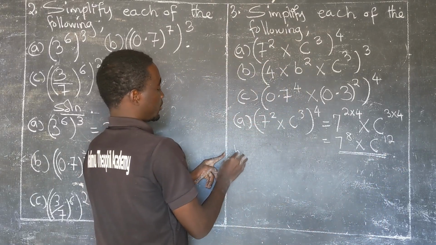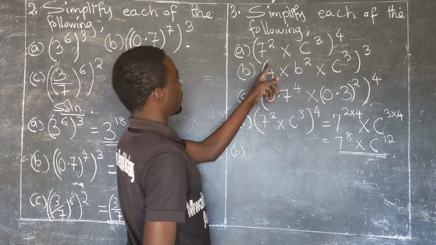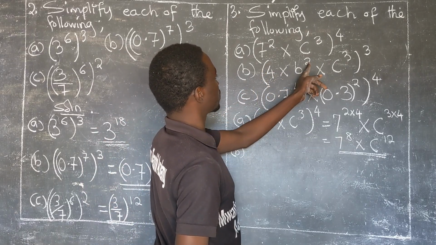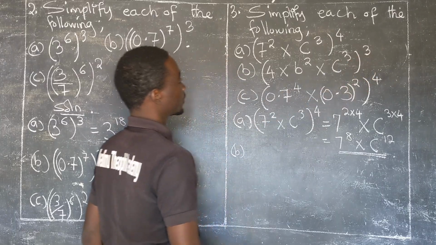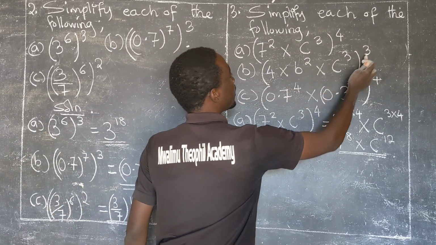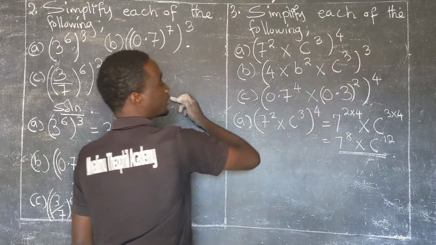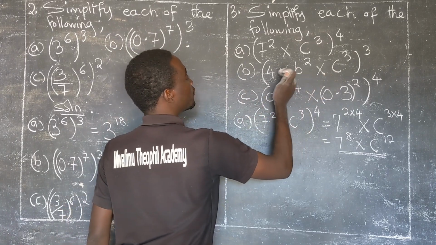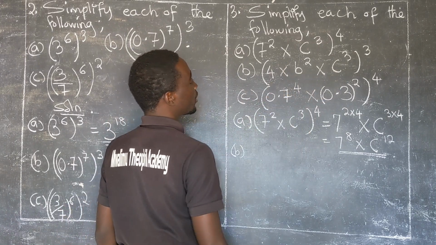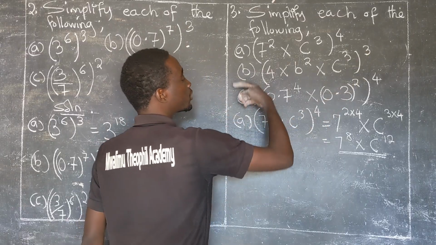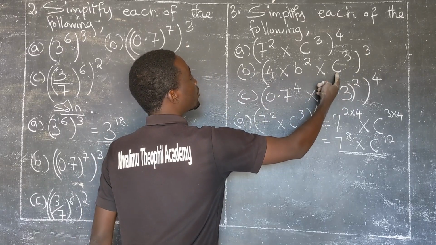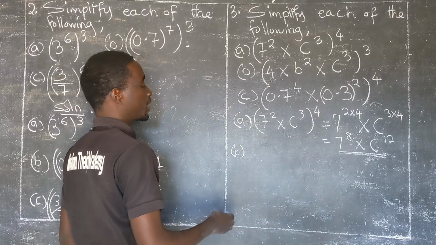Again, let's see part B. Part B here, we are given open bracket 4 times B raised to 2 times C raised to 3, closing bracket raised to exponent 3. The same. Here, the exponent is going to be multiplied to each individual number within a bracket, meaning that it is going to be multiplied to each of the exponents contained by the individual numbers within a bracket.